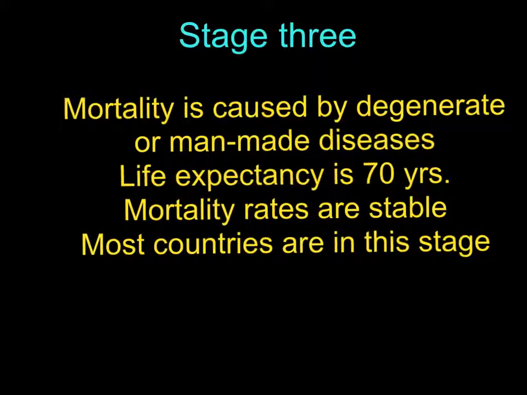Stage 3 is what most of the countries are in. Life expectancy is around 70 years. That's the average life expectancy for a country. Mortality is caused by degenerative or man-made diseases, and most countries are in this stage. Mortality rates are more stable.